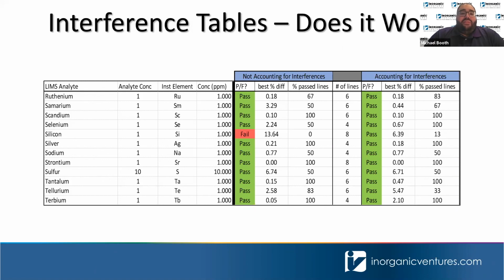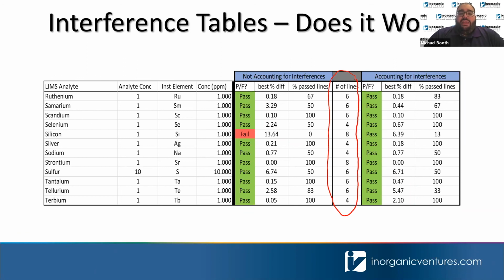So what we have is some results from an ICP-OES run for just a section of analytes, ruthenium through terbium. And Thomas, if you could mark that gray column for number of lines. Thank you. What I want you to keep in mind is this is the number of emission lines for those elements that we're looking at. So ruthenium, we're looking at 6. Selenium, we're looking at 4 different emission lines.